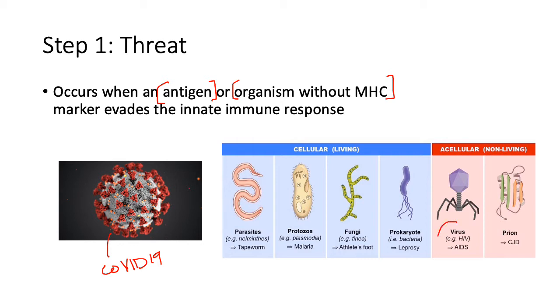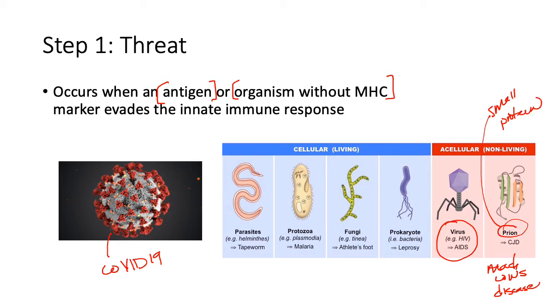More commonly, when we think of the common cold, we're being infected by a non-living virus. And then very rarely, for instance, if you've ever heard of mad cow disease, these types of diseases are actually caused by misfunctioning very small proteins called prions. So it's a small protein that can wreak a lot of havoc if not destroyed in our body. So there's lots of different things that our body can recognize as being a threat.